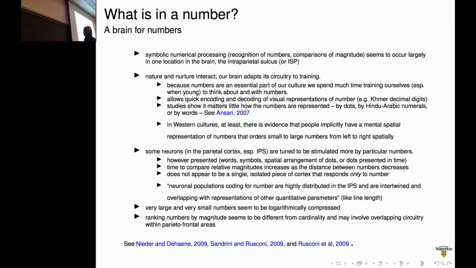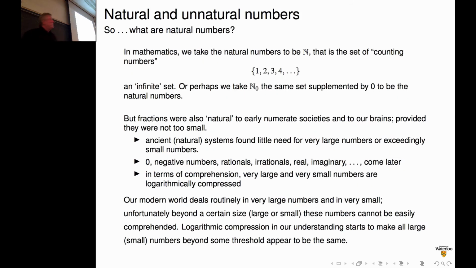So in math, we learn about natural numbers. And these are the counting numbers, maybe with 0 added or not. But as humans, these are not our natural numbers, mainly because of those dot, dot, dots. And that's where we have difficulty with very large numbers and very small numbers.